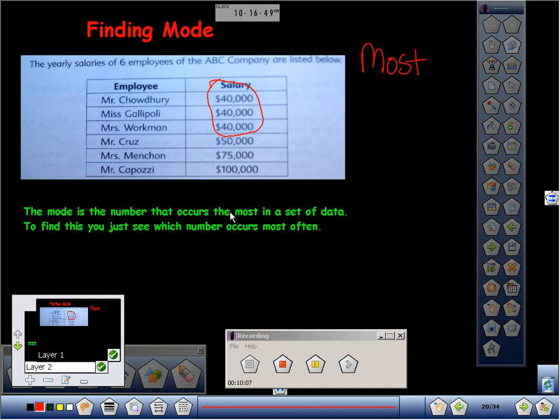If you want to practice, you can go on AAAmath.com and you can look up 5th grade math and you can practice mean, median, and mode. Make sure you have your notes. Tomorrow when you come to class, you're going to do your homework. So this was our classwork. That's the end of the lesson.